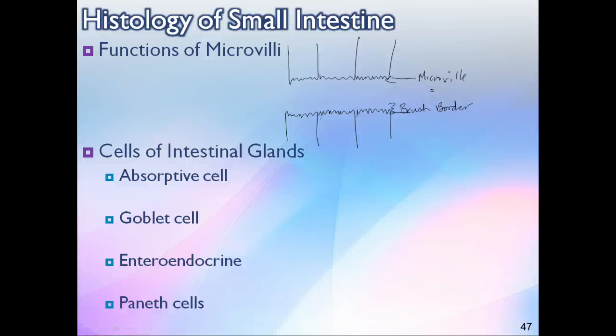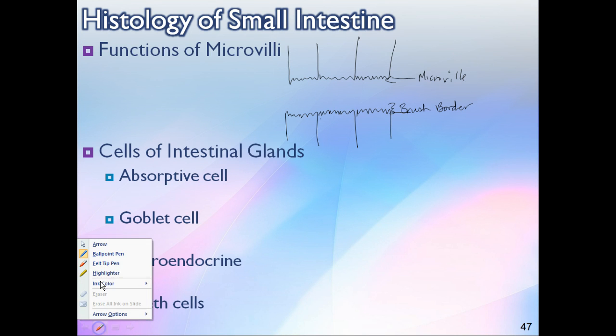This brush border is where all of the final levels of absorption take place. So all of the final levels of digestion take place within this brush border, which makes sense because once we have broken it up into its last smallest piece, it's then time to absorb it. So we're going to want to do that absorption right here next to the absorptive cell.